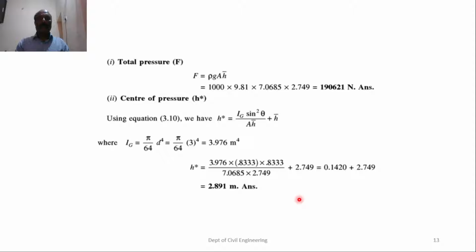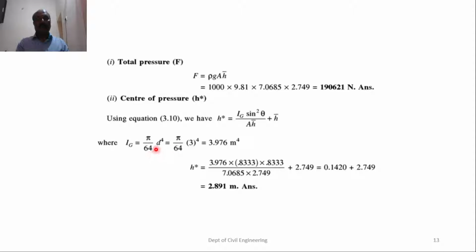Then the total pressure force F is equal to rho g A H bar, where H bar is 2.749. So this is totally 1,90,621 Newton. Then the center of the pressure S star is very simple. You only have to substitute the values in the equations. So we have to find out the total pressure force F and the center of pressure S star. If it is inclined, S star is Ig sin square theta by A H bar plus H bar. Here Ig for the circular plane surface is pi by 64 into d to the fourth.